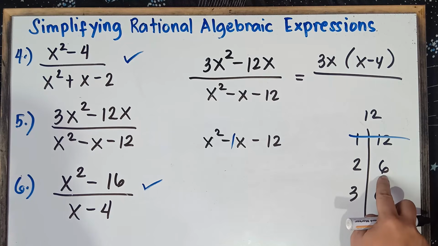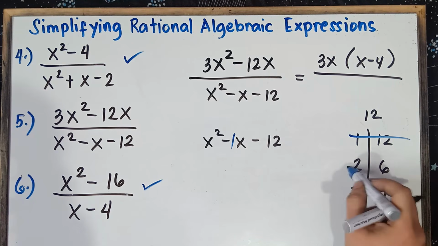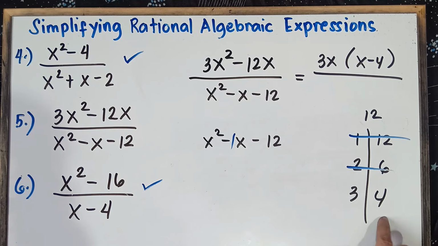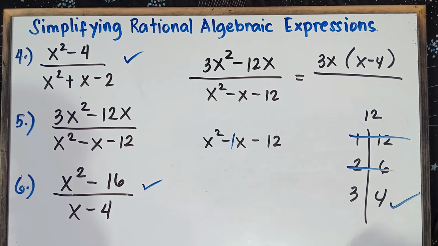2 and 6: if we add, we get 8. If we subtract, 6 minus 2 is 4. Nope, we cannot get 1. How about 3 and 4? If we add, 3 plus 4 is 7. If we subtract, 4 minus 3 is 1. So therefore, we can select 3 and 4.